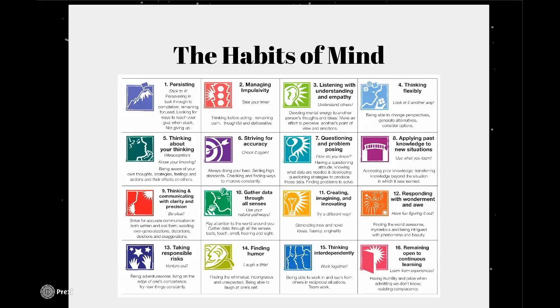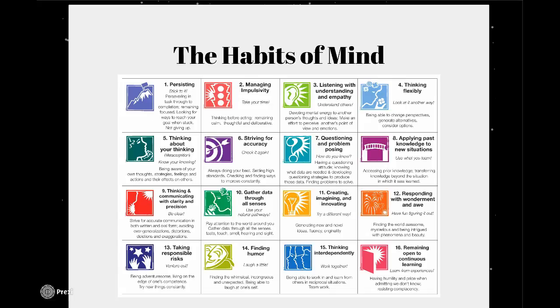I'd like you to ask yourself a question or remember a time in your life when you were successful, when you achieved something and you were quite proud about it. And then look to the 16 habits of mind and think, in my process of success, how many of these did I have to apply to the situation I was in? About persisting, about managing impulsivity. Did I have to think flexibly? Was I required in my relationships to listen with understanding and empathy?